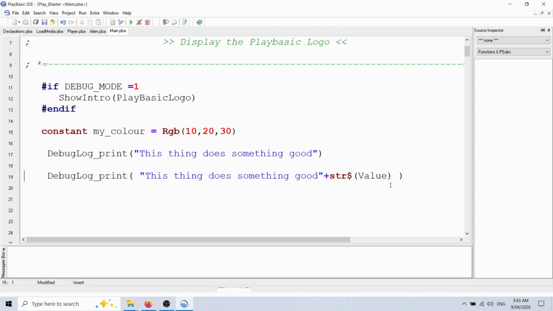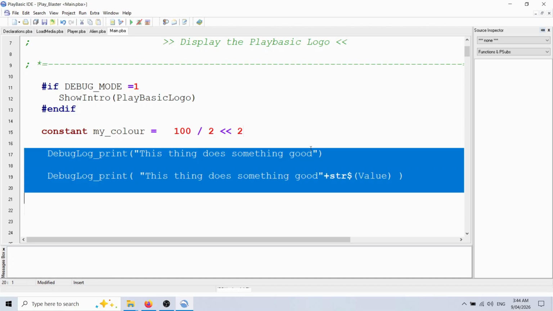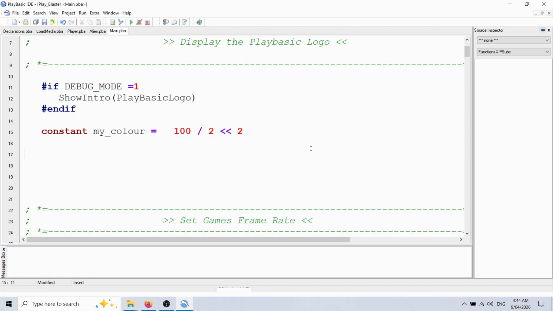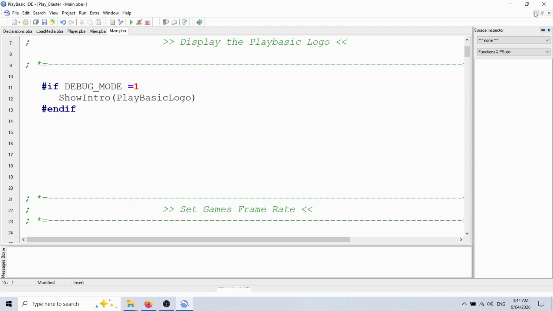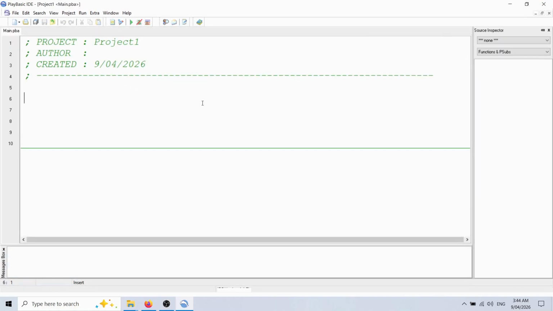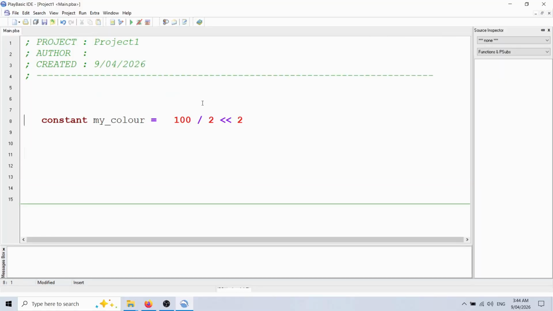And a bunch of other things too, like the order of operations was wrong too. So I'll give you an example. If you have 100, divided by 2, and then you shift it by 2. Hang on, we're inside this other project. Let's not do it in there. Just to give us an example of what I'm talking about.